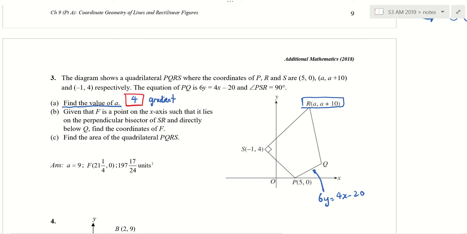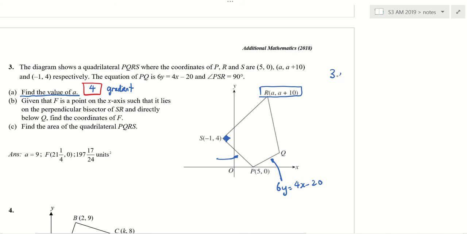Now, Zahira, what gives you the hint of gradient method? You take note, you have the 90 degree here. So this 90 degree tell you the two lines, the gradient is -1. They multiply. They also have a point here. That means you can find the gradient of SP. That means you can find the gradient of SR. That means you can sub in the point. Okay? Now let's put all these words into action.